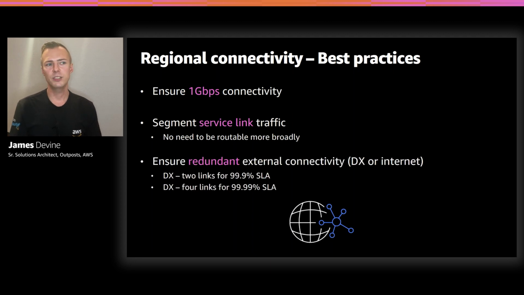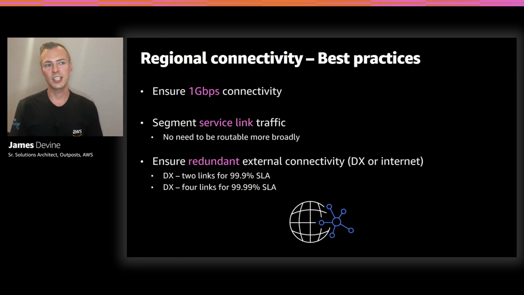And then finally, ensuring redundancy. Outpost is designed to be a connected solution. It's not really meant to work in a disconnected state. Our control plane lives within the region. So things like starting, stopping instances, taking snapshots, all of those APIs will go to the region and then flow down to the Outpost. So redundant connectivity is really key. And then I kind of highlighted our SLAs around Direct Connect if you're using Direct Connect for that Service Link connection.